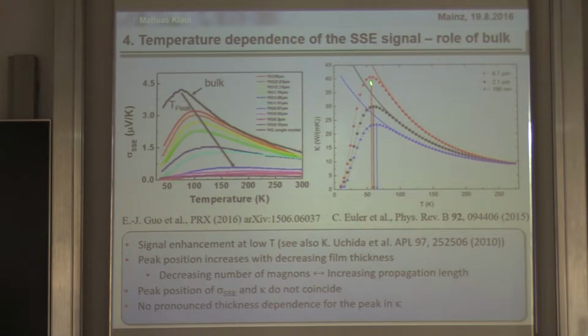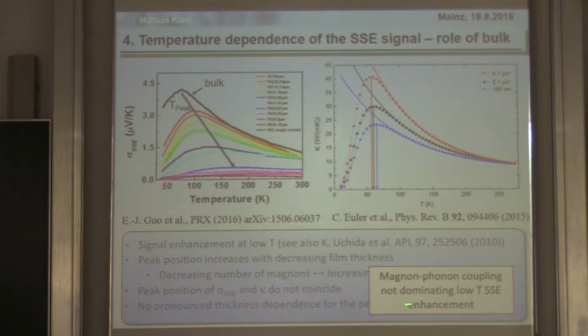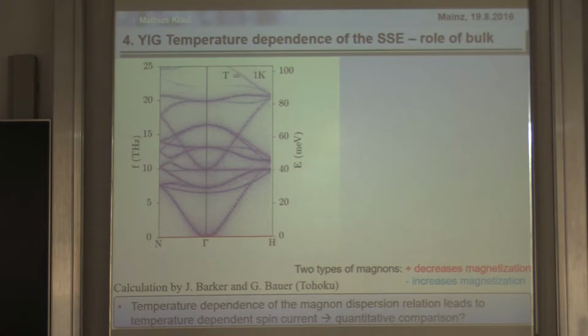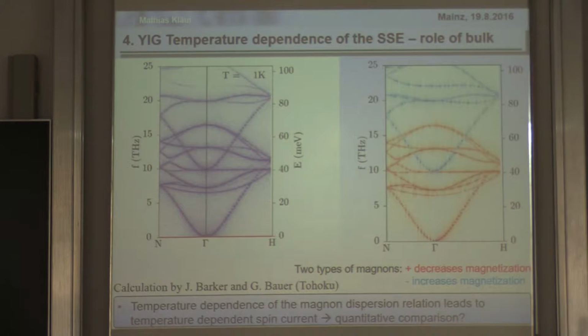However, if you look very closely, you see that here for different thicknesses there's virtually no change in the peak position, whereas here we get a huge change in the peak position. And also the temperatures simply don't fit for the peaks. So this means the phonon-magnon coupling does not dominate our low temperature spin-Seebeck effect enhancement. So where could it come from? There's some very nice simulation that you probably saw from Garrett, done by Joe Barker and his group, where they measure the magnon dispersion relation for YIG as a function of temperature.